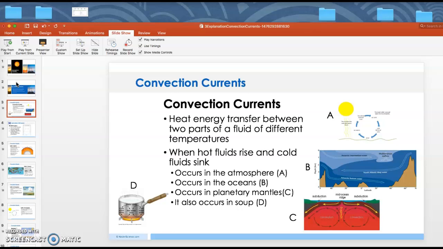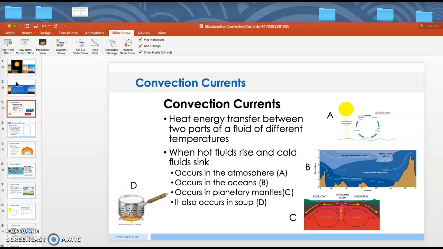So convection currents is heat energy transfer between two parts of a fluid of different temperatures. Our first line of our notes there under convection currents, the first words we're going to put in are heat energy: heat energy transfer between two parts of a fluid of different temperatures. Hot water, hot air, cold air, hot milk, cold milk, whatever. It is when hot fluids rise and cold fluids sink. We're just talking about the definition of convection, what it is.